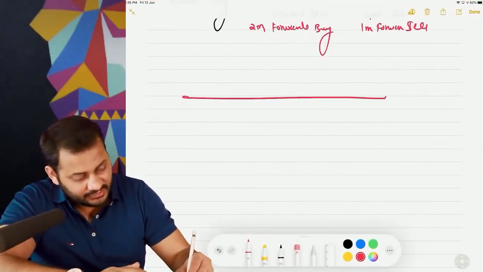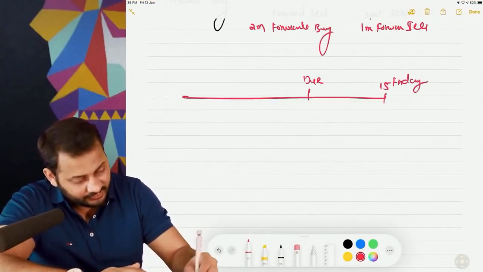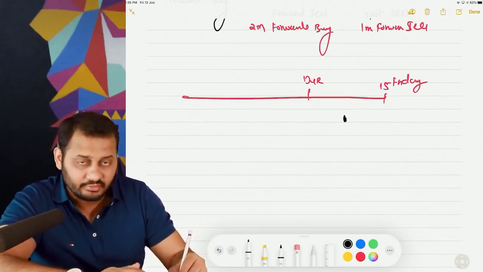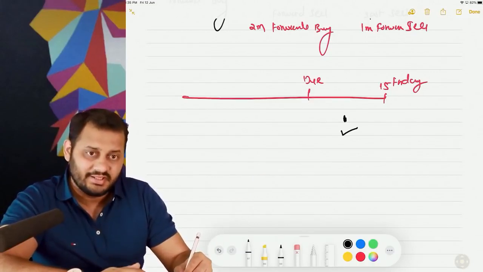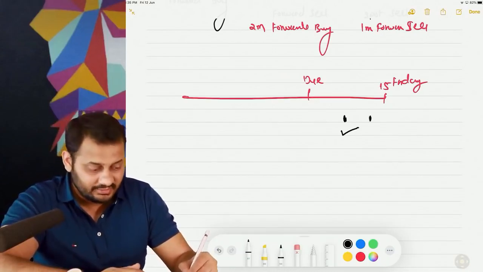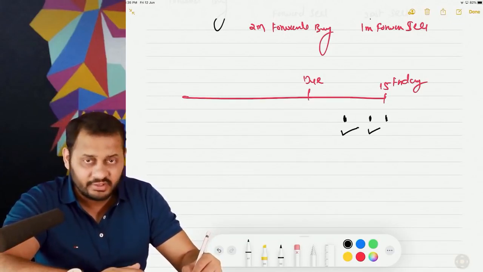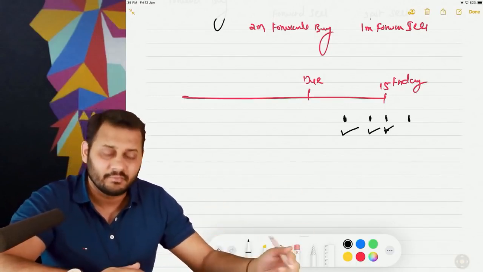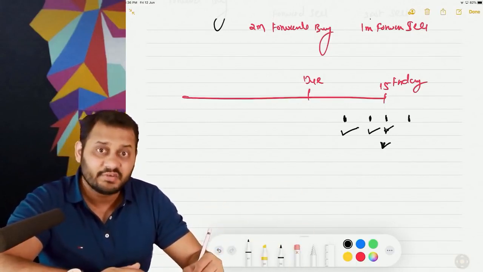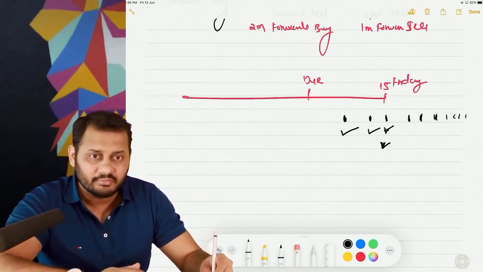Let's say, for example, this is the timeline, and this is the due date, and this is the 15th day after the due date. If the customer comes here before the 15th day, at this date's spot rate, the cancellation will happen. If the customer comes here, this date's spot rate, cancellation will happen. If the customer comes on the 15th day, then this date's rate. If the customer comes after the 15th day, still the 15th day's rate will be applicable for cancellation.